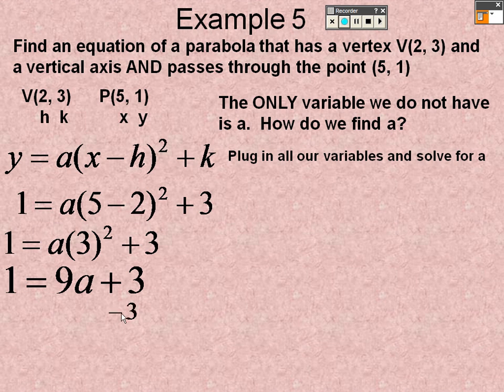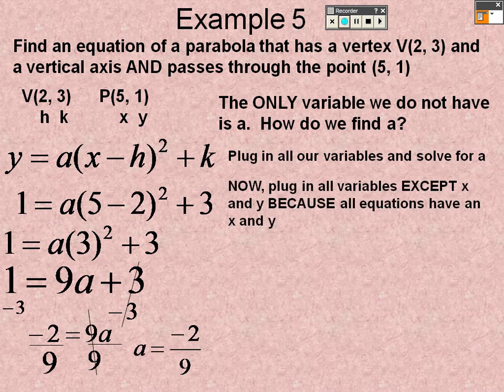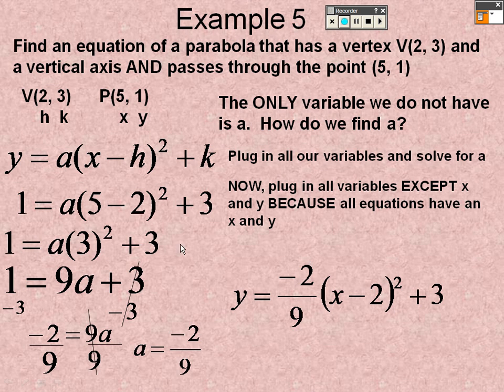So I minus 3 from both sides to get negative 2 equals 9a. Divide both sides by 9. And I figure out that a is negative 2/9. So now I take that a, because I have a, and I plug it in. So negative 2/9, I plug in a.